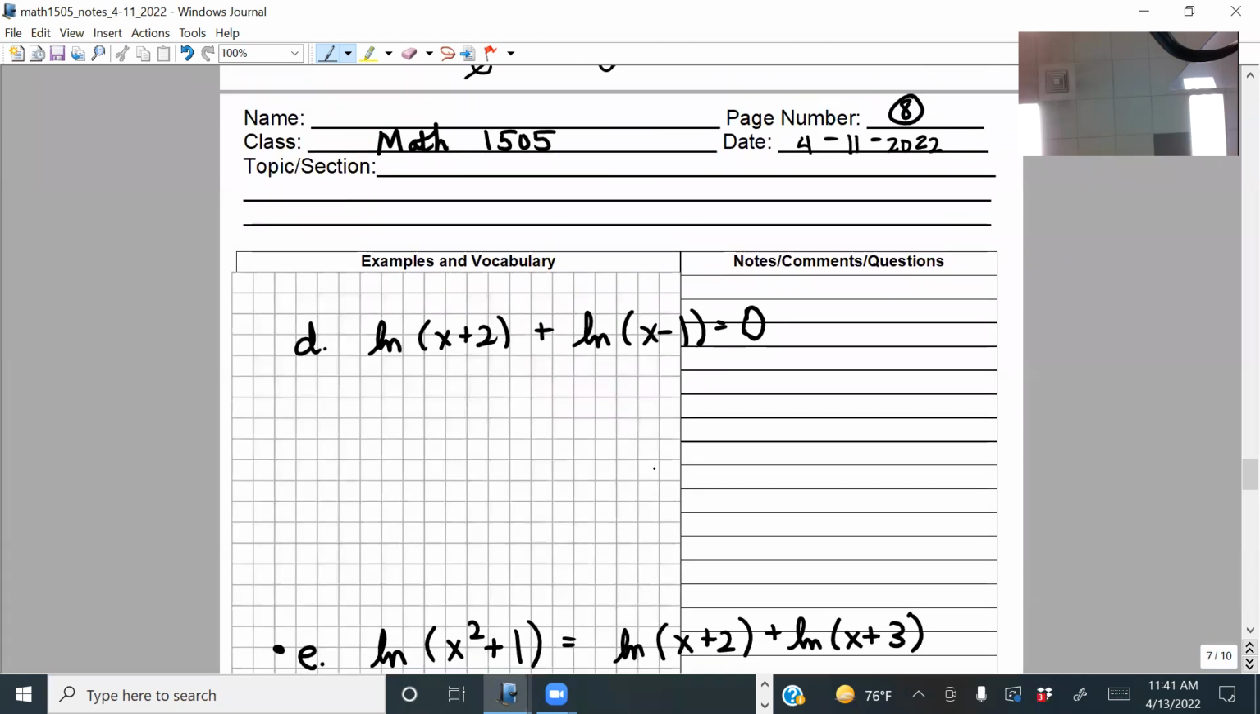All right, let's try this one. So again, what I want is to be able to raise e to both sides of the equation. But before I do that, I need to have a single natural log on one side of the equation. I can't have 2 natural logs here. All right. So is there some way we can combine these 2 natural logs into a single natural log?